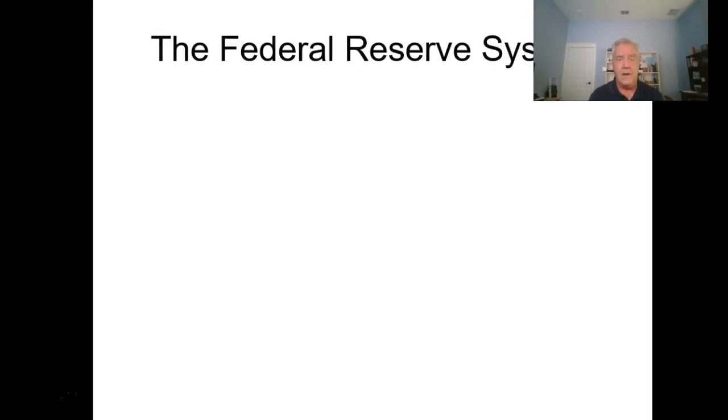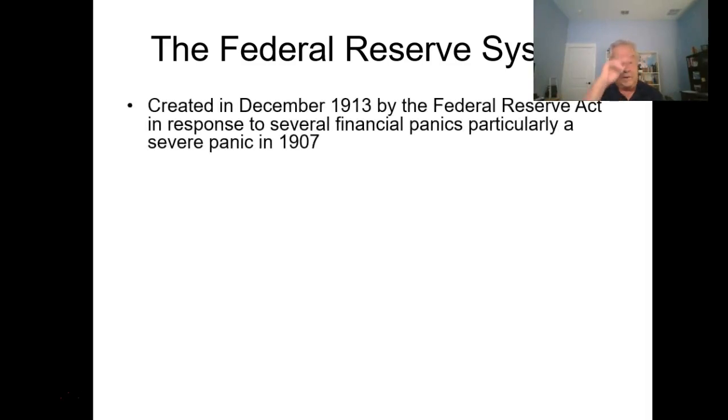So now let's talk about how all this money is controlled in the economy, or adjusted, or increased or decreased. And that answer comes in what we call the Federal Reserve System in the United States. So the Federal Reserve was created in 1913 by the Federal Reserve Act in response to a financial panic in 1907. In 1907, people panicked.